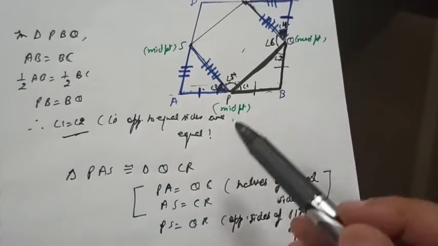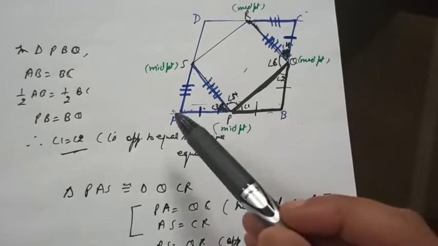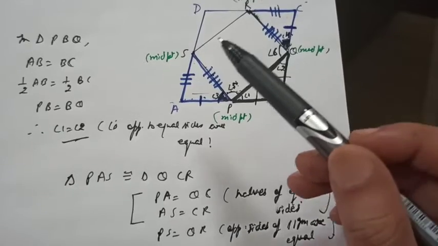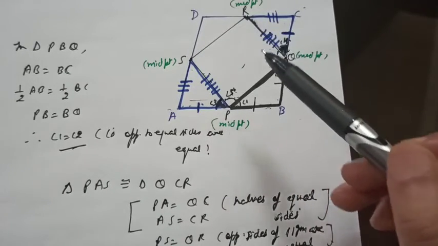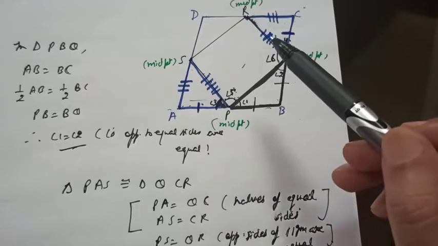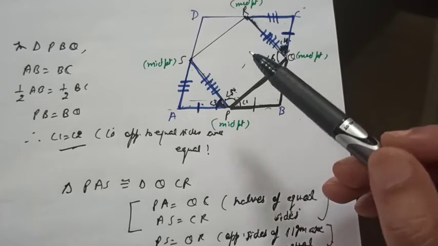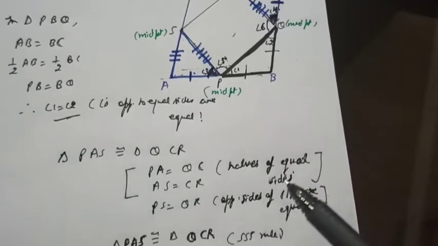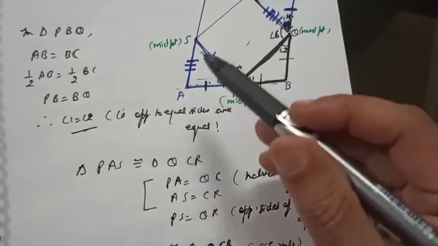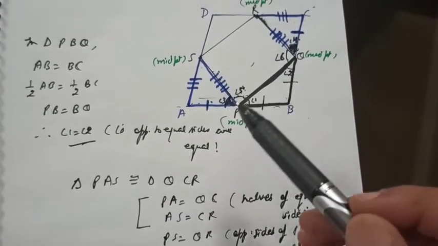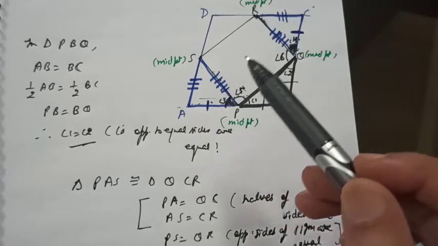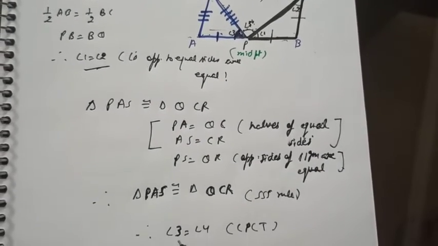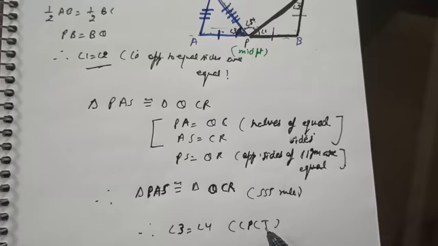So I'm going to write in triangle this and in triangle this, PA is equal to QC and AS is equal to CR and PS is equal to QR. Right? Why are these equal? Because they are the opposite sides of the parallelogram, which I've already proved. So therefore these triangles are congruent by SSS rule, right? So therefore triangle PAS is congruent to QCR. These are halves of equal sides, and opposite sides of parallelogram are equal. So therefore triangles are congruent. Therefore I can say that angle 3 is equal to angle 4 by CPCT.